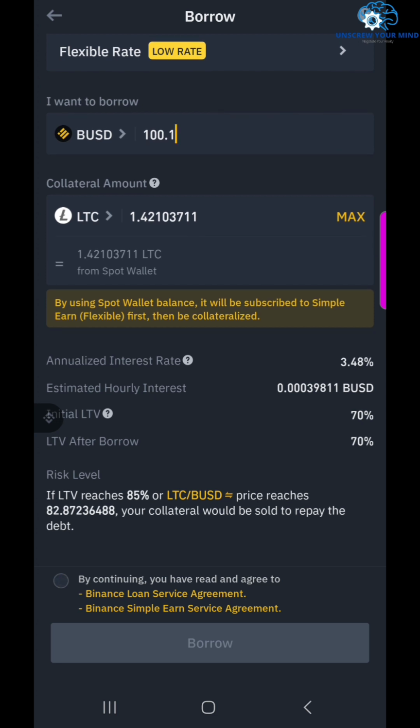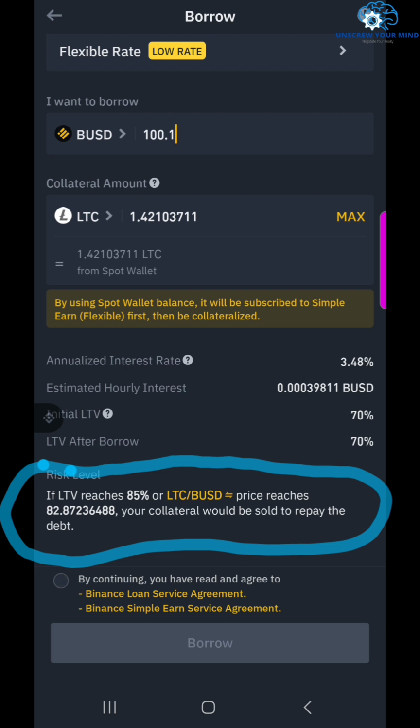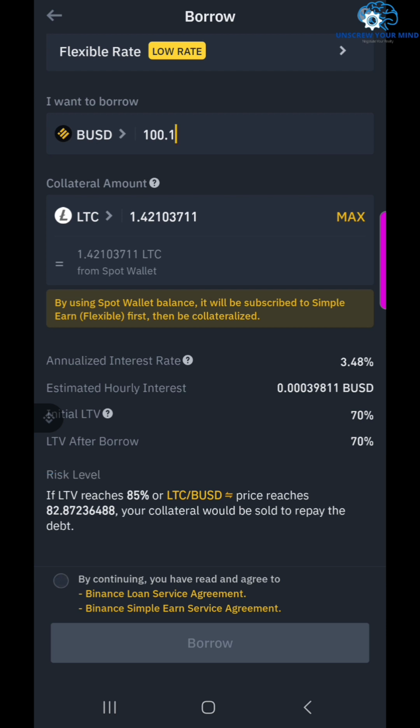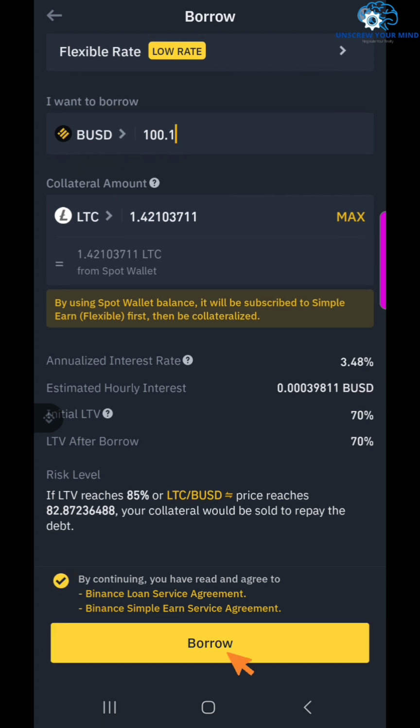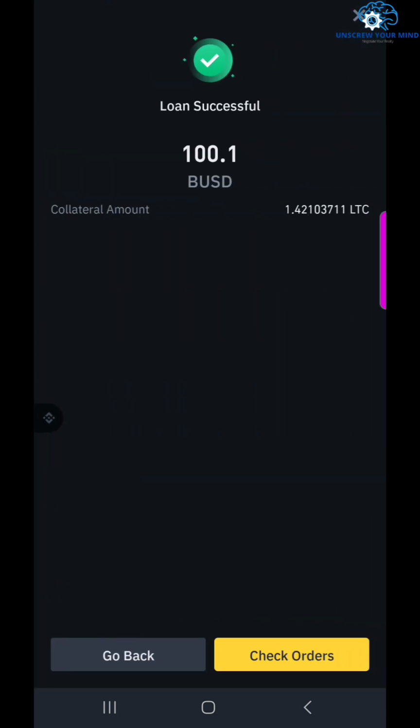So they also tell me the risk level here if loan to value ratio reaches 85%. So right now the loan to value ratio is 70%. But if the loan to value ratio goes up to 85% or the Litecoin versus BUSD price reaches 82.87, your collateral will be sold to repay the debt. All right, then check on that and then click on borrow.